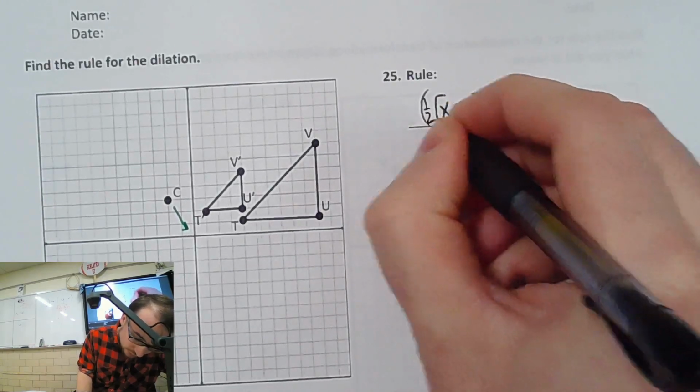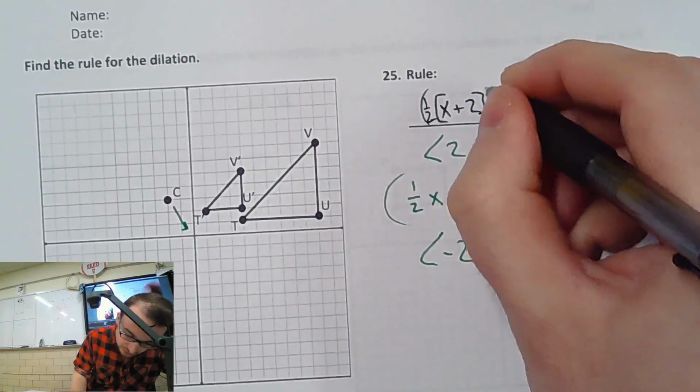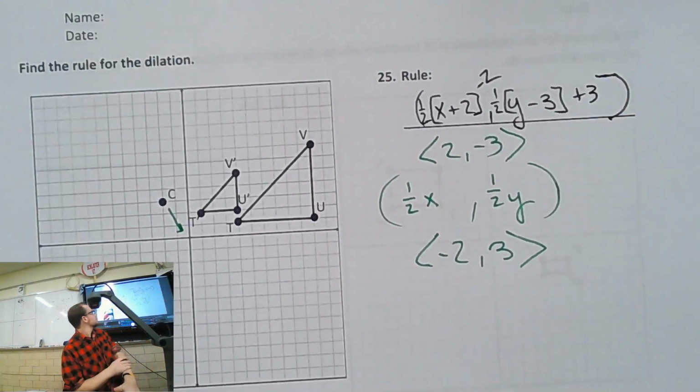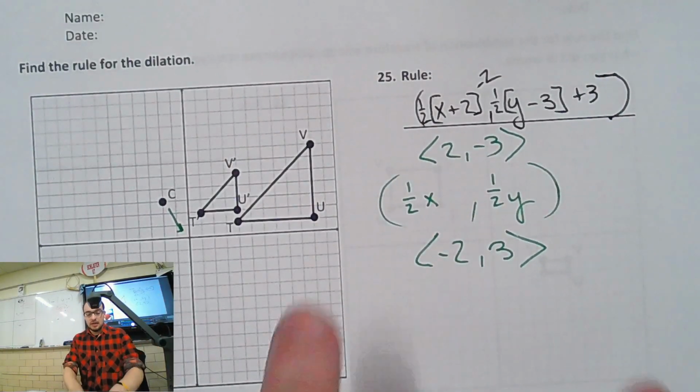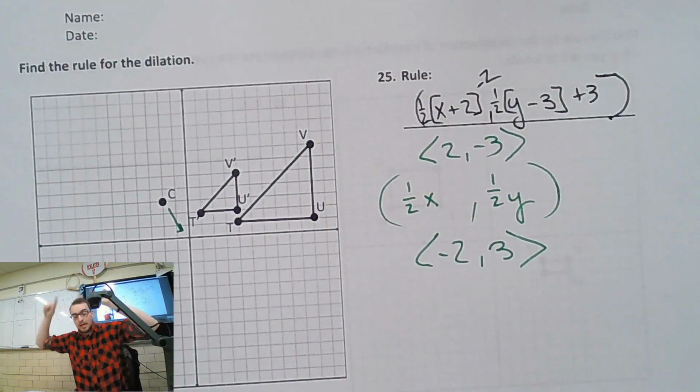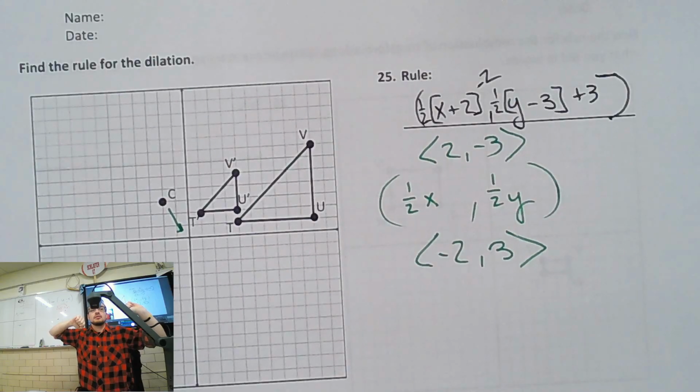Then we're going to have them both. And then we're going to subtract 2 from that and add 3 to that. Add 2, minus 3. Have them both. Subtract 2, add 3. You see where I'm getting my numbers?